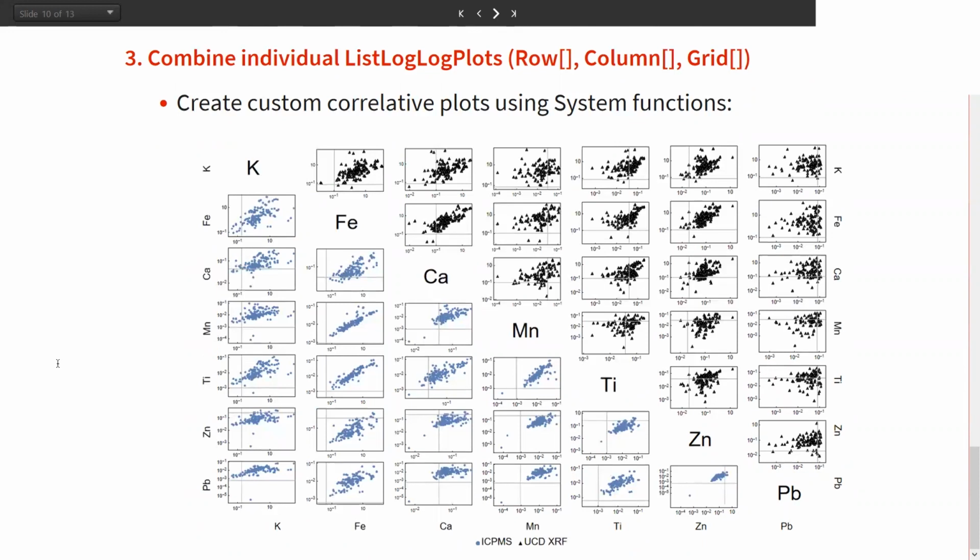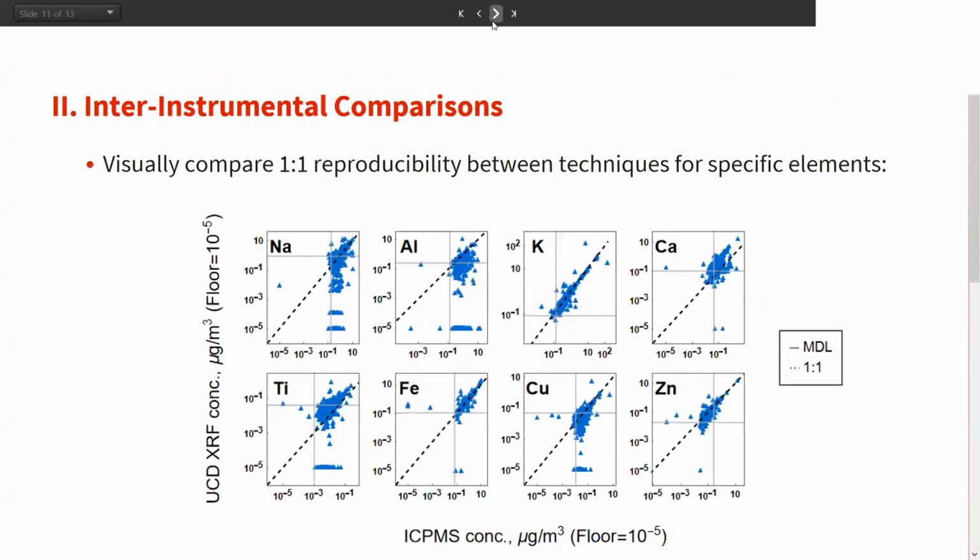So those are the three ways that I'm able to visualize all these inter-elemental comparisons. But the actual meat of the comparison, going back to the question of which instrument do we use? Do we use XRF method 1? Or do we use ICP-MS method 2? Or do we use a combination of the two?